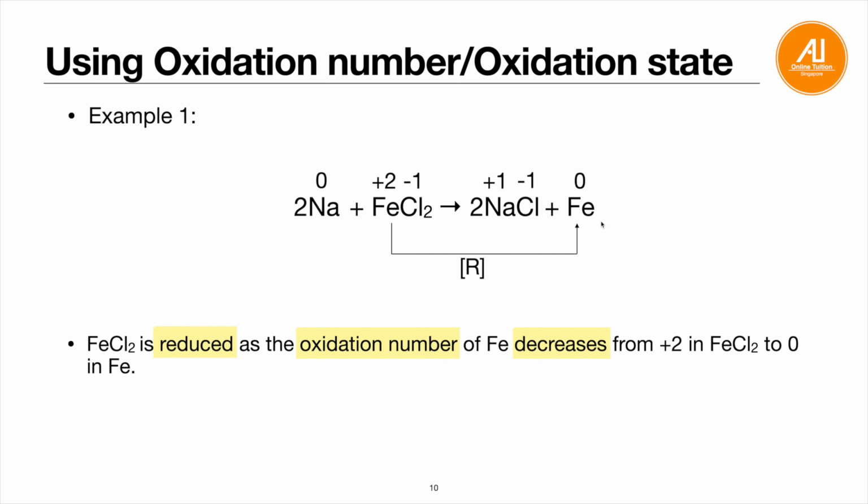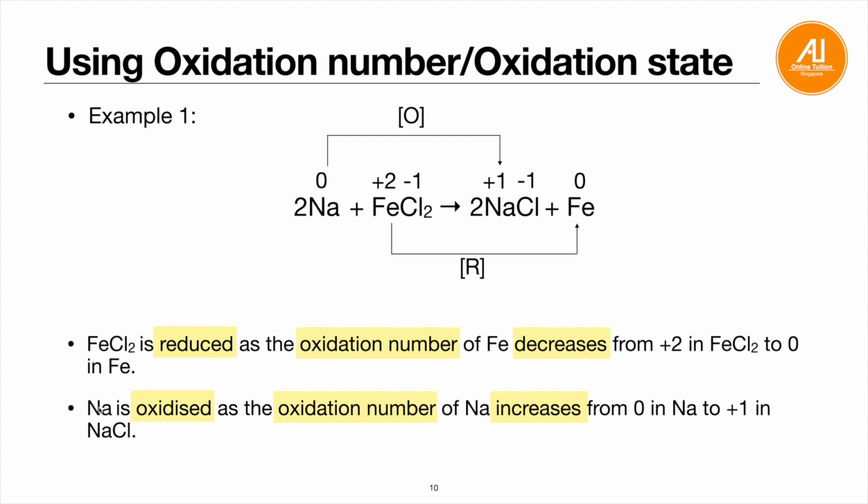Okay, let's look at the next one. Who is oxidized? Sodium. From 0 to +1. Okay, so the statement, Na, okay, this is the reactant, so just write Na. So you take note, we don't have to write the 2 in front. The 2 in front is just for mole concept. So as far as redox is concerned, you do not have to write the 2 here. Okay, so Na is oxidized as what? The oxidation number of what? Which element? Sodium. Okay, increases from 0 in Na to +1 in NaCl.